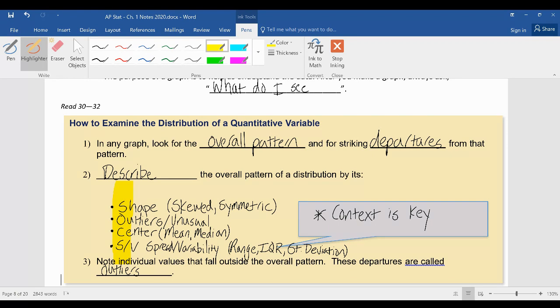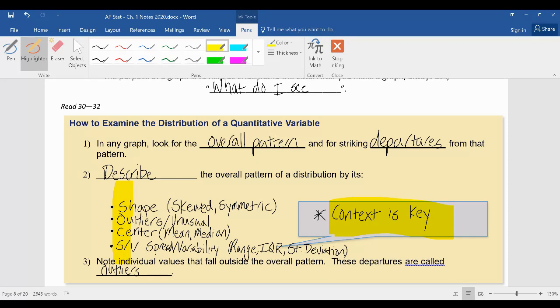The C stands for center. So talking about the mean, the median, where is the majority of the data located? The S or the V stands for spread or variability. That could be your range, or your interquartile range, or your standard deviation. And one of the most important things is to always describe the context. If we're talking about the number of goals scored by the U.S. women's soccer team, we better use that in our description of our data set or our distribution. You have to mention context. Context is crucial in everything that we do in our class.